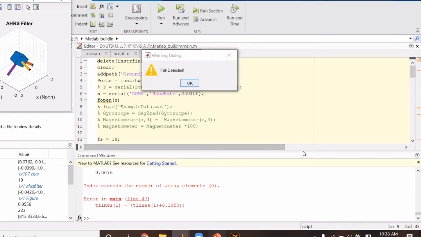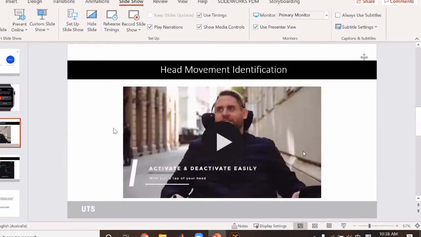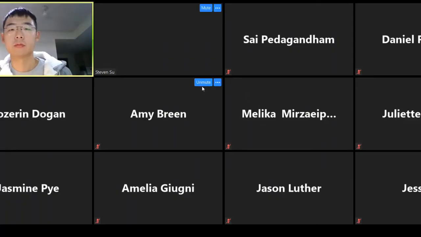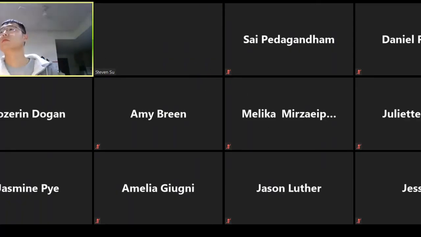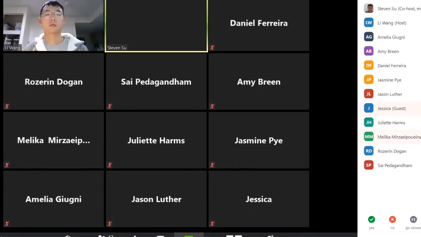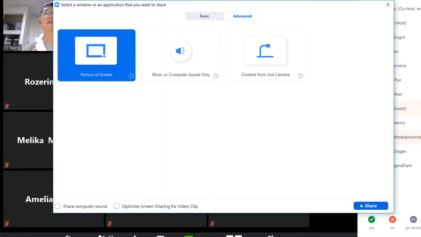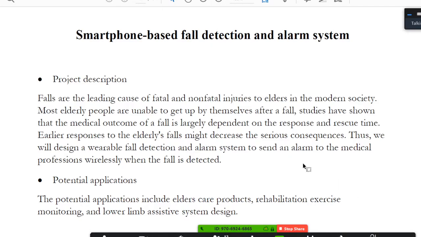And the second one is the head movement identification. Steven, Yeah, yeah. should I go through it? Yeah, go through the second. Maybe I introduce first. I give a little introduction. Uh, yeah. Can you see my screen? No. It's okay now? Yeah.